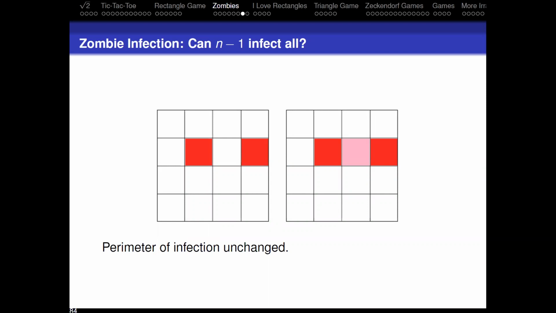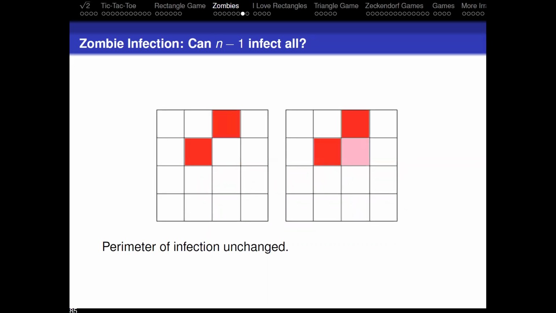Okay. When you look at what happens to the perimeter of the infection, these 2 walls here on this side and this side were originally part of the infection, and now they're gone because they now become internal walls. But these 2 walls here initially weren't part and now are. So there's no net change in the perimeter in this case of the infection. In this case, there's also no net change in the perimeter. But in this case, there is.